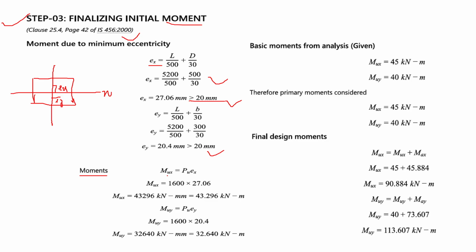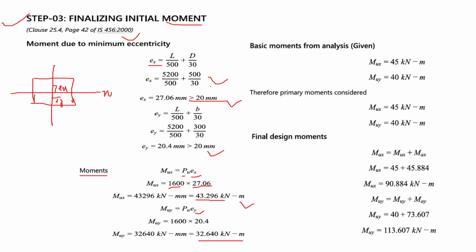The moment due to the minimum eccentricity, Mux, is Pu times ex. You have to multiply with ex. Pu is the factored axial load acting on the column, that is 1600. You multiply with ex, that is 27.06, and you get Mux as 43.296 kilonewton meter. Similarly, Muy you have to find using the same procedure. You simply multiply with ey, and you get 32.64 kilonewton meter.